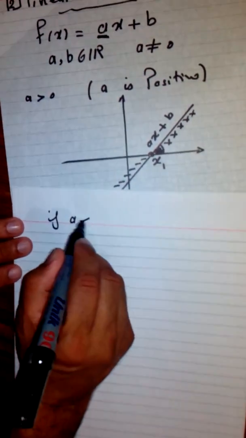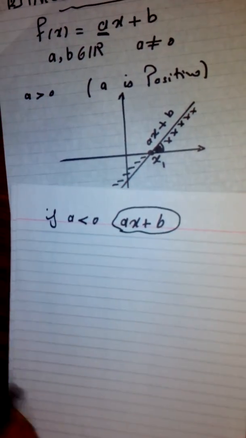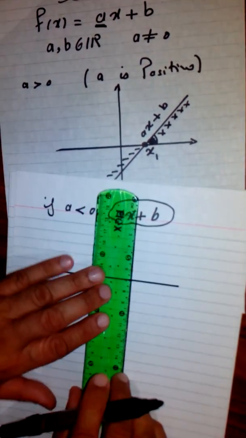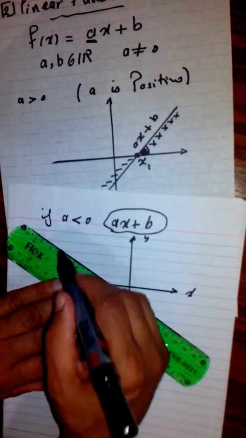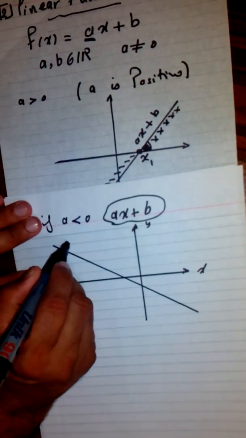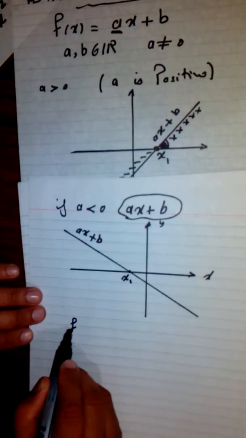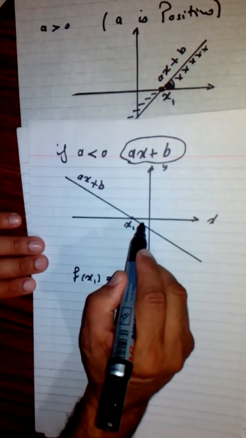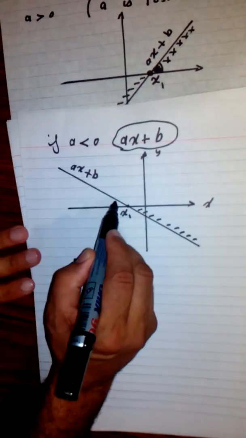If a is less than 0, the function ax plus b can be represented as a straight line that makes an obtuse angle with the positive direction of the x-axis. x1 is the point of intersection with the x-axis. f of x1 equals 0. If x is on the right of x1, f of x is negative. If x is on the left of x1, f of x is positive.